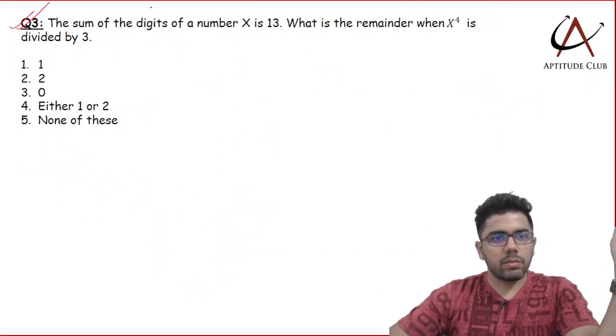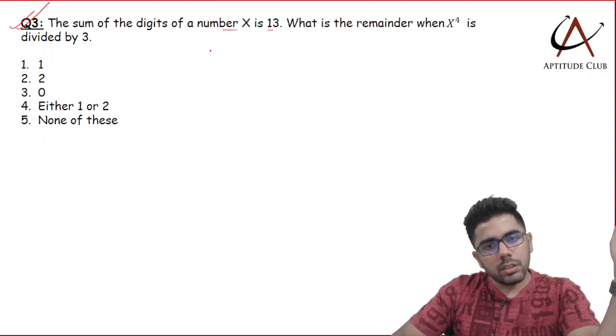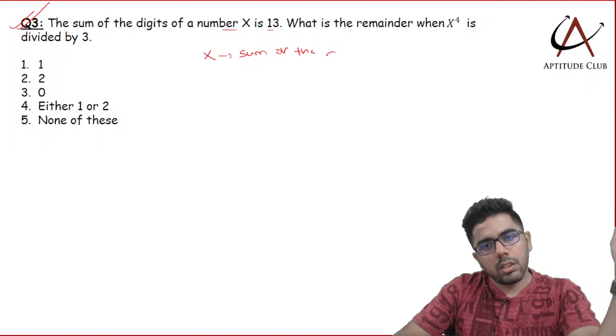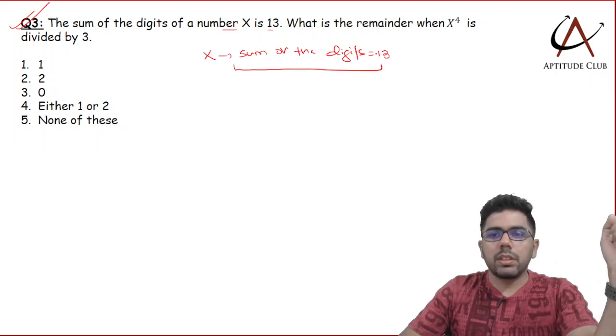Let's take a look at this one. Sum of the digits of a number x is 13. So there is a number x. X का sum of the digits is equal to 13. X क्या है पता नहीं है. Sum of the digits is 13.